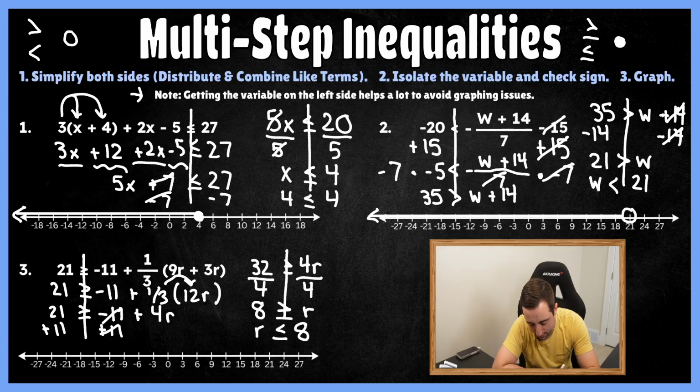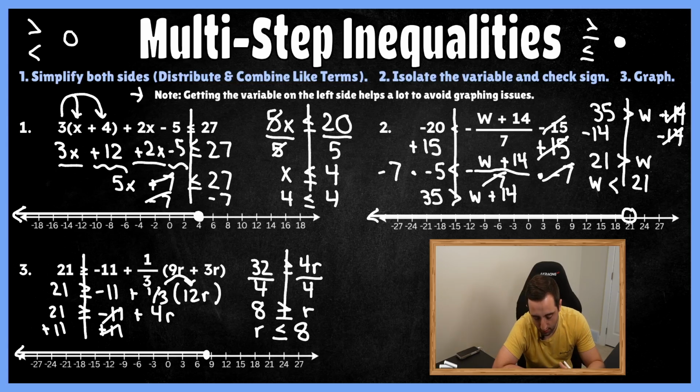And now if we graph this, we have a closed circle on 8. And it's going to be going to the left. And these are going to be all of our correct solutions for number 3.